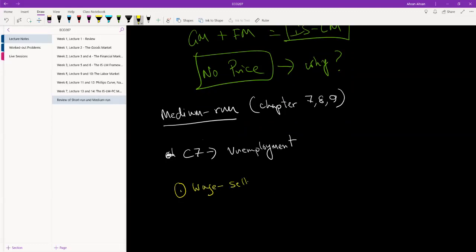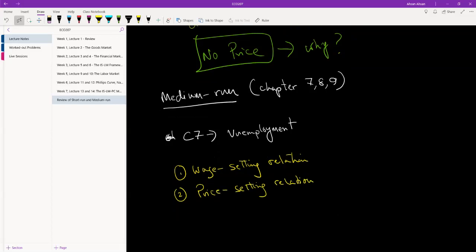wage setting relation. The next is the price setting relation. So not just knowing these relations, but understanding how we arrive at them, how to analyze these relations, what causes these relations to change, and so on and so forth. You guys have to know all of that for the midterm. So what were these relationships? I don't think I remember.